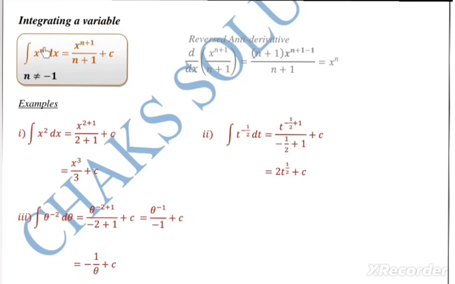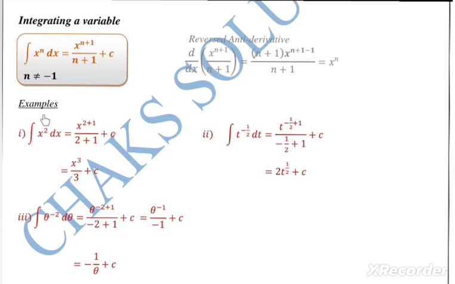So the integral of x to the power n dx is equal to, we add 1 on the power, so it's going to be x to the power n plus 1 over n plus 1, plus the constant c. Right, n should not be equal to minus 1. When n equals minus 1, we are going to have minus 1 plus 1, which is 0. So x to the power 0 will result in 1, but 1 divided by 0 will be an error. So n should not be equal to minus 1.